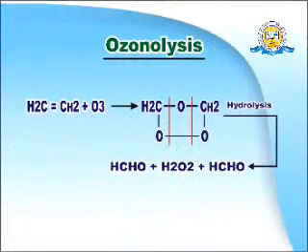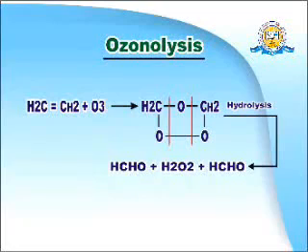Now we will see ozonolysis. As you observe on the screen, we will see the reaction of ethylene with ozone. What is happening? Please see on the screen, CH2, O, O, CH2 and O as shown. Bonds are completed. Now the two vertical lines you see plus H2O, that is hydrolysis. What will happen? It will give us HCHO plus H2O2 plus HCHO.